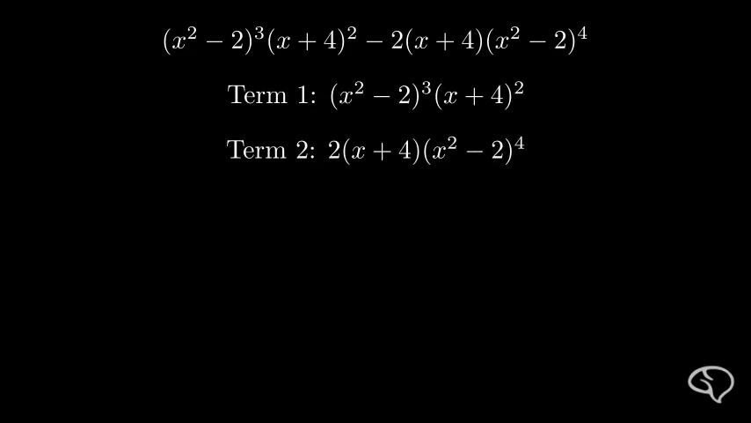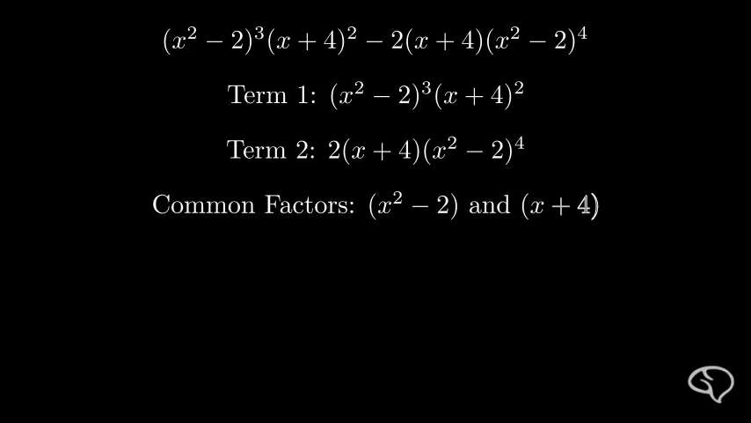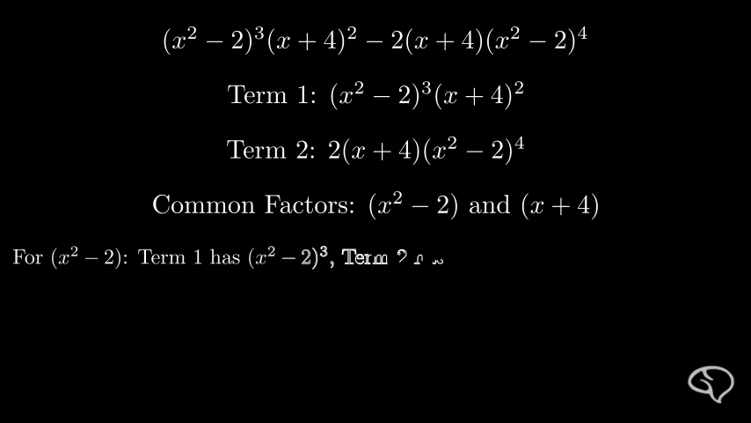Now let's compare them. Do you see any factors that appear in both terms? Notice that both terms contain the factor x² − 2 and the factor x + 4. Great, now we need to find the highest power of each common factor that is present in both terms. This is the greatest part of the greatest common factor. For the factor x² − 2, we have a power of 3 in the first term and a power of 4 in the second term. The smaller of these two powers is 3, so our common factor is (x² − 2)³.